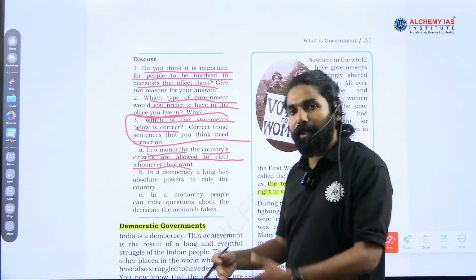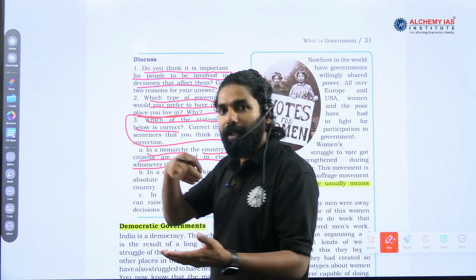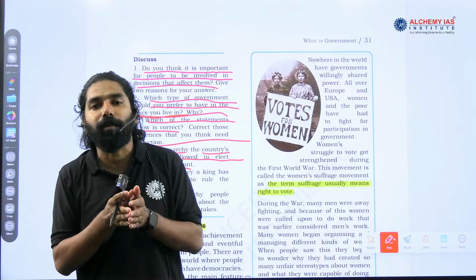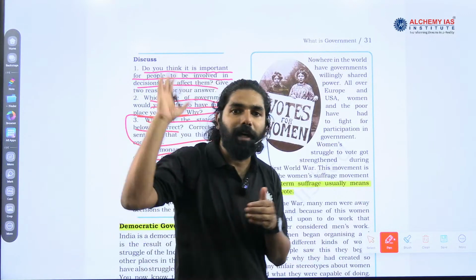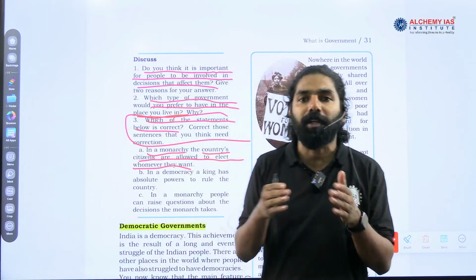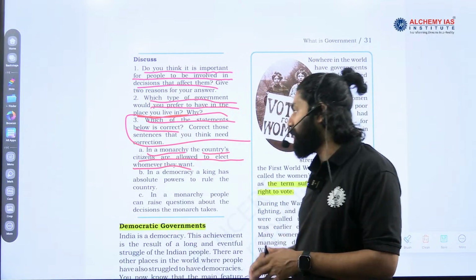No, in a monarchy, there is no choice. Whoever is next in the royal family will assume the power. The citizens of this country do not have any choice in deciding their leader.